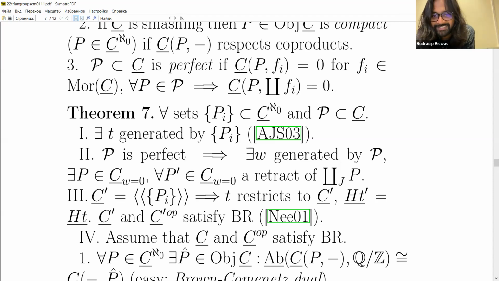Right. Okay, thank you very much. One more observation: if your C is well generated, then any smashing weight structure is perfectly generated and is also well generated in a certain rather strong sense. Right. Okay, thank you very much. Do we have any more questions for the speaker? And Lukas, the title of that paper by Neeman was t-structures generated by objects. Thanks.